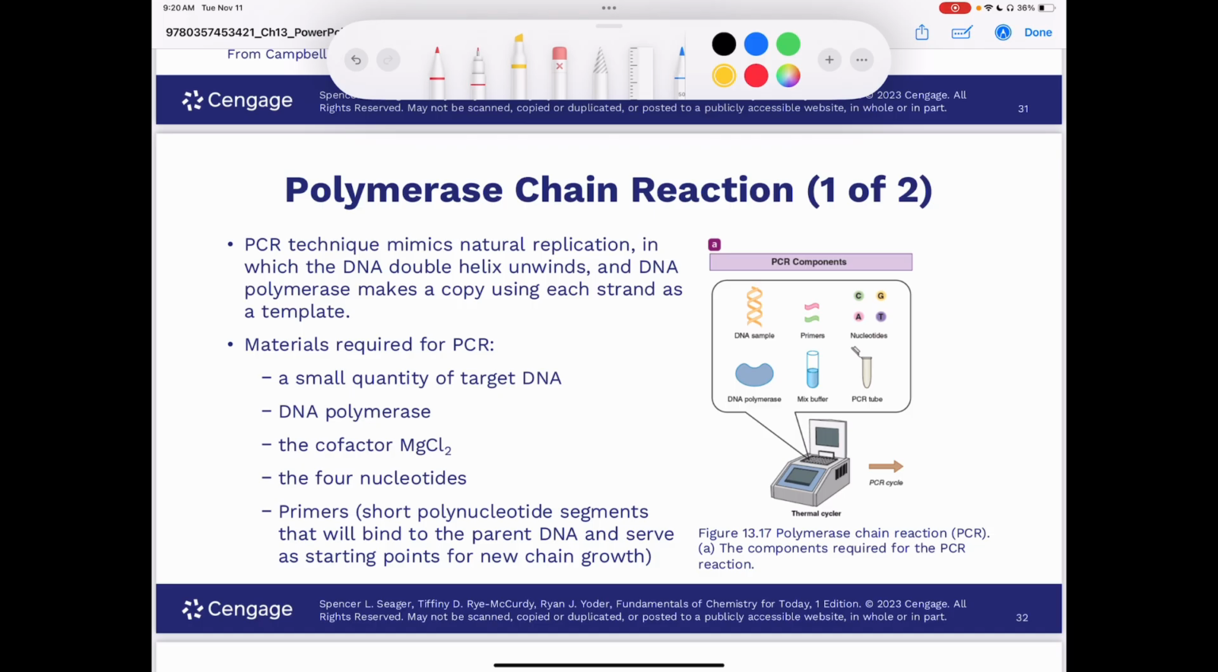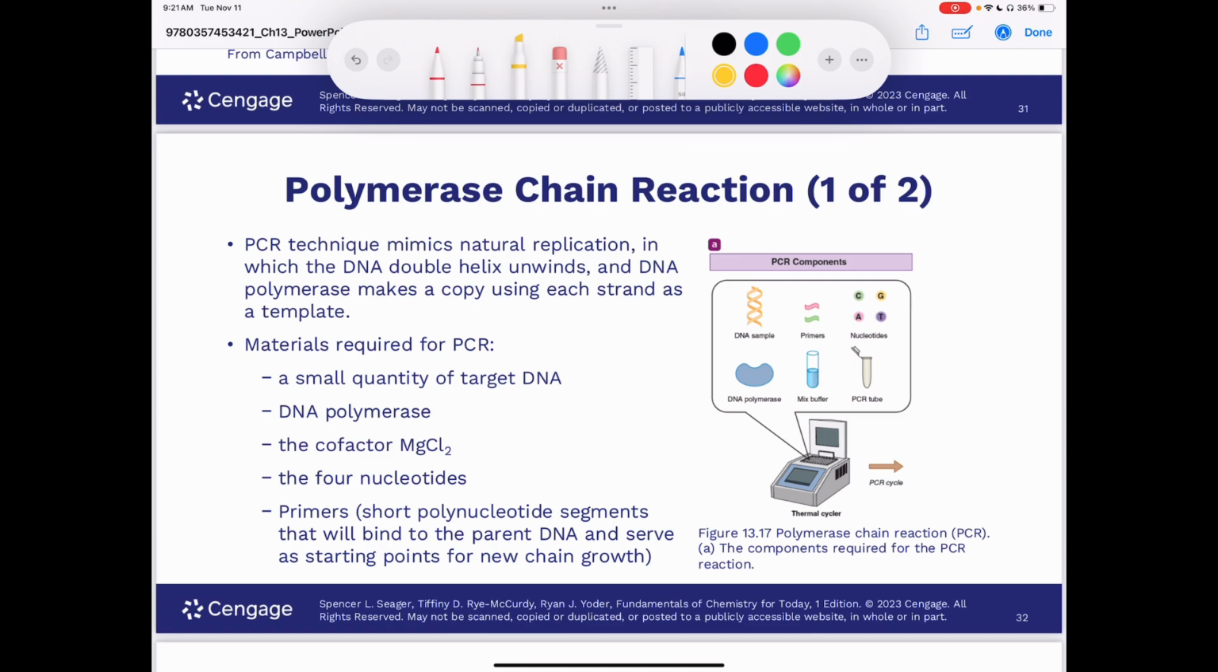Knowledge of the DNA replication process led scientist Kary Mullis in 1983 to a revolutionary laboratory technique called the polymerase chain reaction, or PCR. The PCR technique mimics the natural process of replication in which the DNA double helix unwinds. As the two strands separate, DNA polymerase makes a copy of each using the strand as a template.